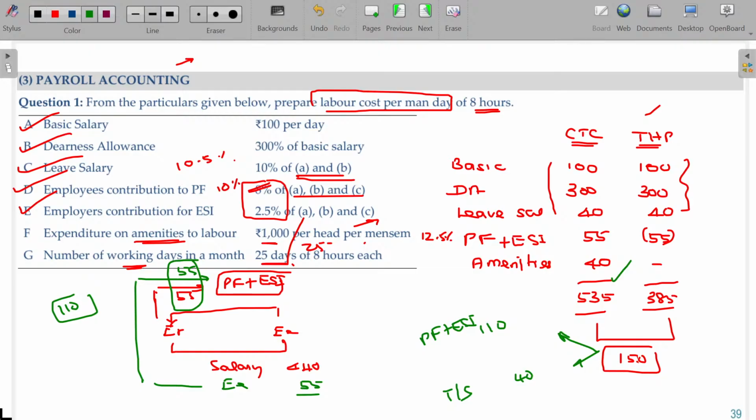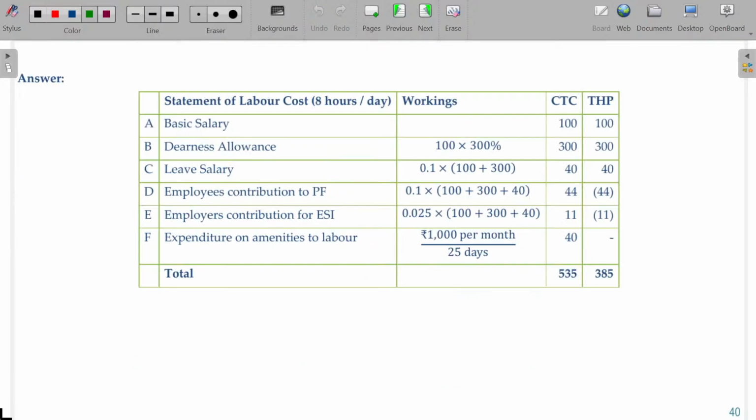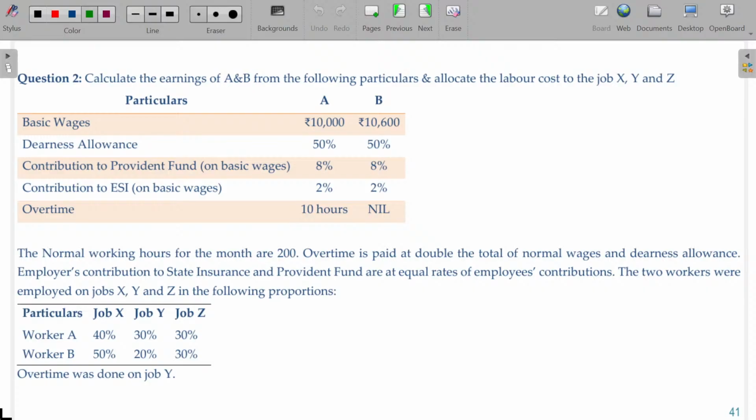Now let's move on to the next one. In payroll accounting, we'll deal one more illustration. Now, calculate the earnings of A and B from the following particulars and allocate the labor cost to the jobs X, Y, and Z. We have two laborers A and B. What we need? We need to know only cost to company, as it is all about costing calculation.